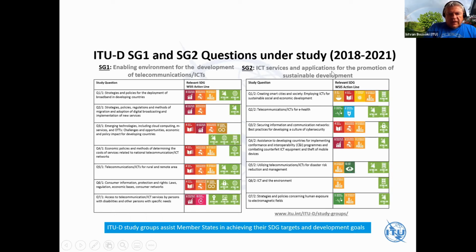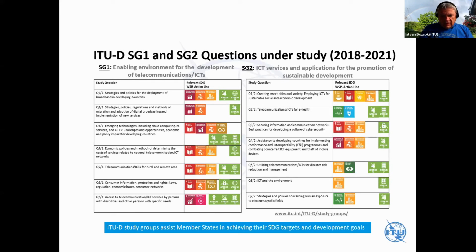For study group 2, this is ICT services and applications for the promotion of sustainable development. Question 1/2 is creating smart cities and society. Question 2/2 is telecommunication/ICTs for e-health. Question 3/2 is securing information and communication networks. Question 4 is assistance to developing countries for implementing conformance and interoperability programs and combating counterfeit ICT equipment and theft of mobile devices. Question 5 is utilization of telecommunications/ICTs for disaster risk reduction and management. Question 6 is ICT and the environment, and question 7 is strategies and policies concerning human exposure to electromagnetic fields. This is the EMF question.